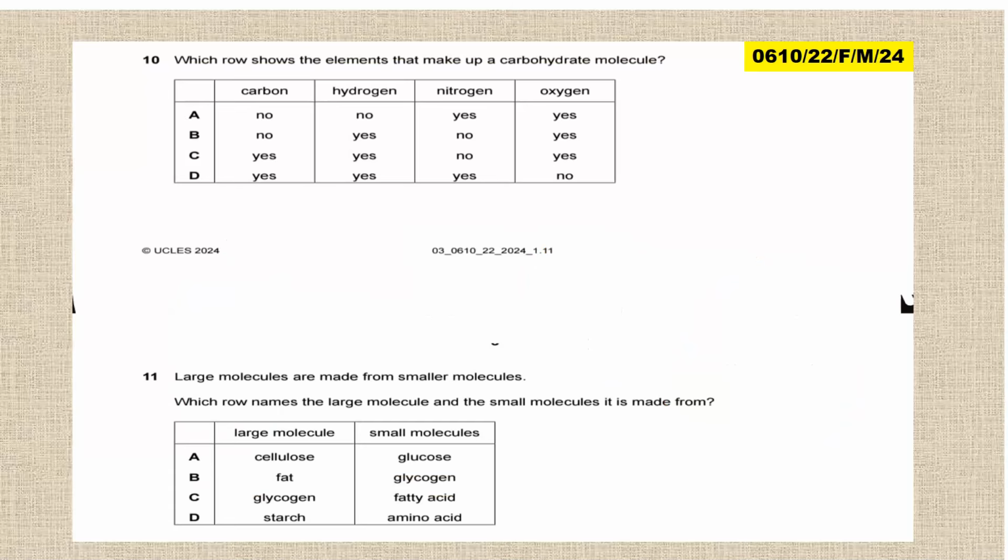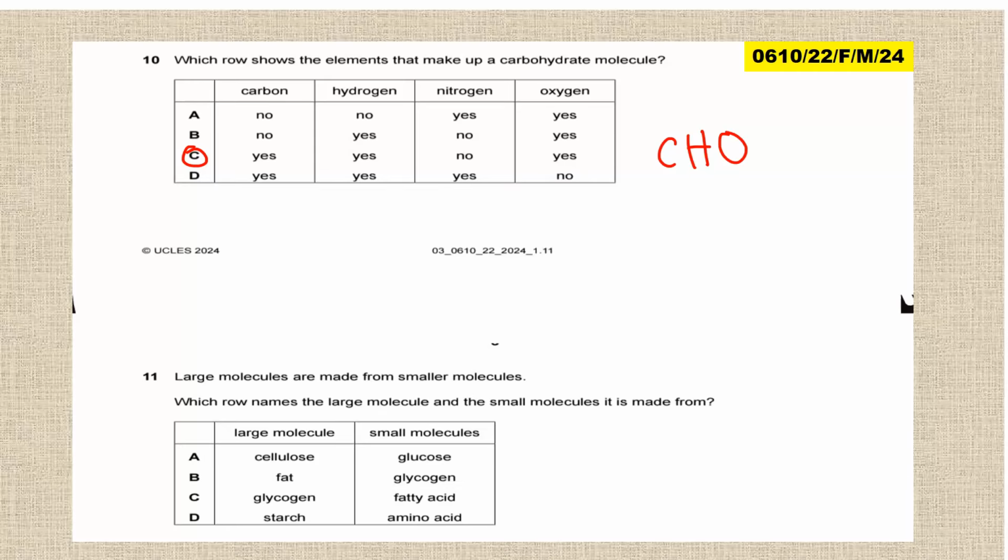This is paper 2, variant 2, 2024, that is February, March. Which row shows the elements that make up a carbohydrate molecule? So carbohydrate is made up of carbon, hydrogen, oxygen. So where there's carbon should be yes, where there's hydrogen should be yes, where there's nitrogen no, then oxygen yes. So this is the answer.